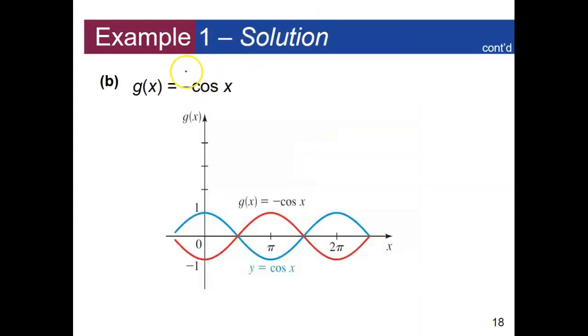Okay, if you have a negative in front of it, this goes back to those same rules we've looked at before. This would be a reflection in the x-axis when we have a negative in front of the function. So here cosine again is the blue graph, and if we reflect that in the x-axis, it's going to reflect down and become the red graph.